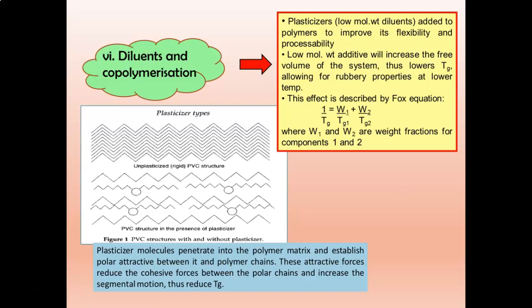Plasticizer is added to polymer to improve its flexibility and processability. A low molecular weight additive will increase the free volume of the system, thus lowering the Tg, allowing for rubbery properties at lower temperature. Hence, a high diluent content will increase the free volume and will decrease the glass transition temperature.